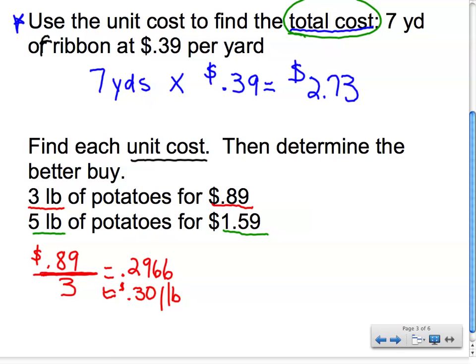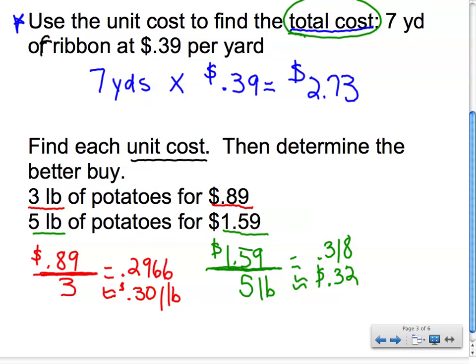Now let's look at the second problem. We have $1.59 for 5 pounds. Again, looking at this fraction bar, it is a division bar. $1.59 divided by 5 gives us 0.318. To round it, because again we're using money, it's going to be about 32 cents per pound.